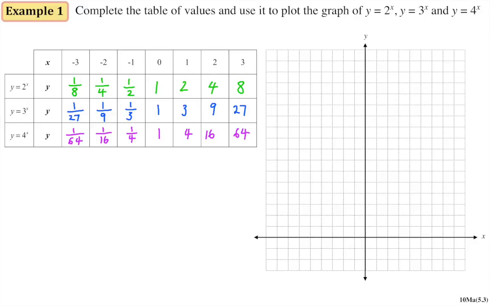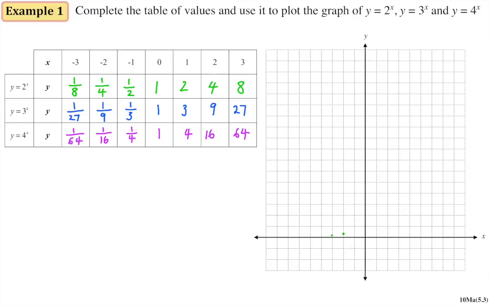So let's focus only on the y equals 2 to the power of x graph. So I'm just doing this one. So the first point I'm going to plot is -3, up 1/8. Well, if I go out 3, it's 1, 2, 3 to the left, up 1/8 is really hard to graph. So I'm just going to guess it's roughly about there. The next point's -2, up 1/4. So -2, up about 1/4 might be about there.